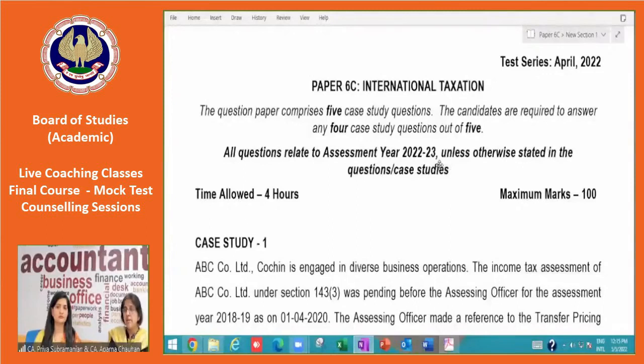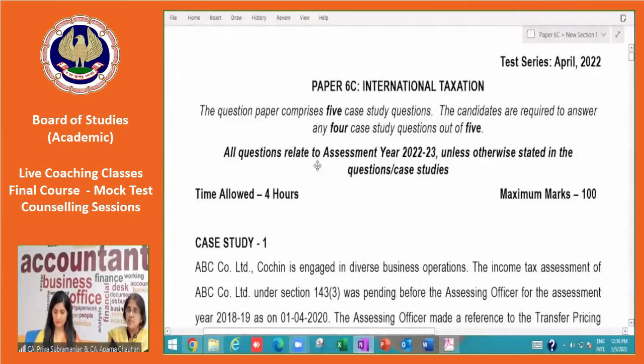I'm Priya Subramanian. I am C. Aparna Chauhan. And we will be taking you through the case studies. First, we'll give you the general things which you have to keep in mind for attempting this particular paper. And then we'll take you through the case studies in the mock test paper as to how you have to approach those case studies.